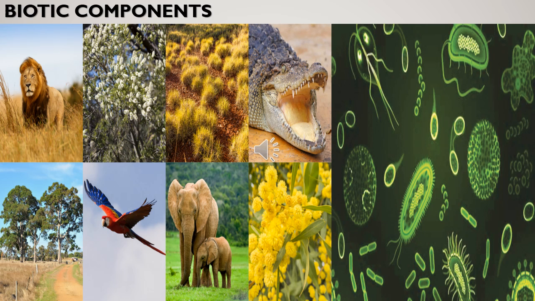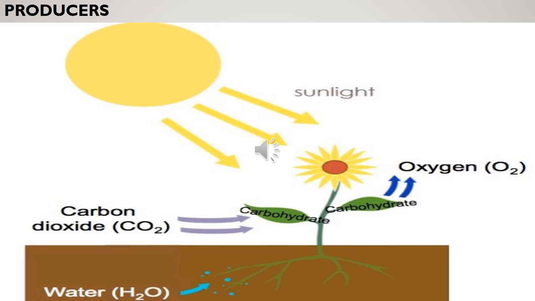Then biotic components include living organisms: plants, animals, and microorganisms. Abiotic means non-living, while biotic components include living creatures. Biotic components can be classified into three categories: producers, consumers, and decomposers.